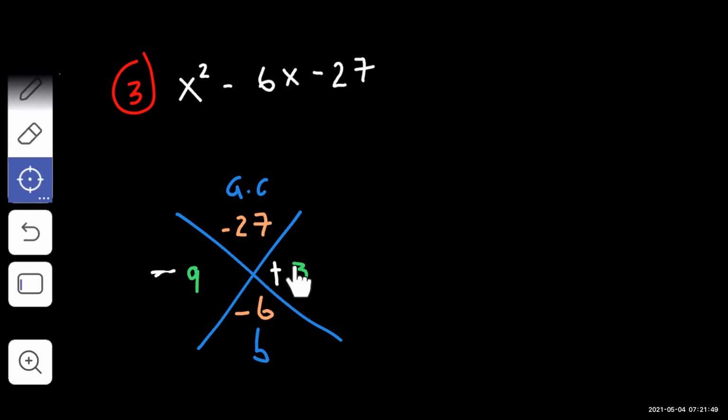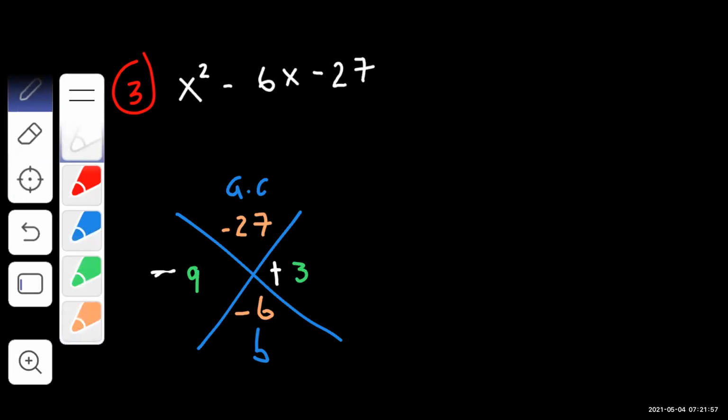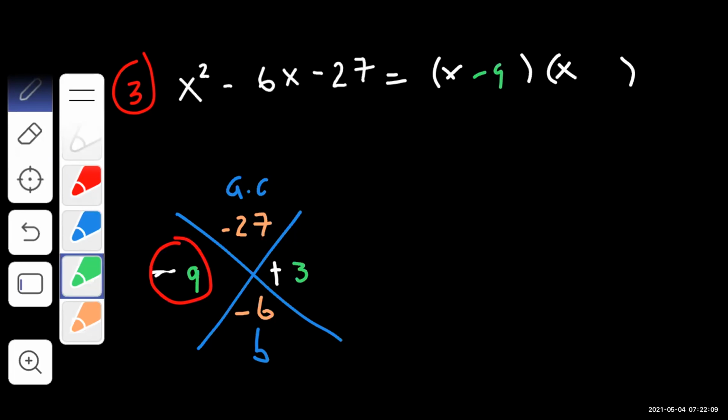Now, negative 9 plus 3 is negative 6. Now it's working, and 9 times 3 is 27. Negative and positive is negative. Everything is working perfectly. Now we're ready to factor this. x squared is x times x, and then we just copy this: minus 9 and then plus 3. And this is how we factor this.